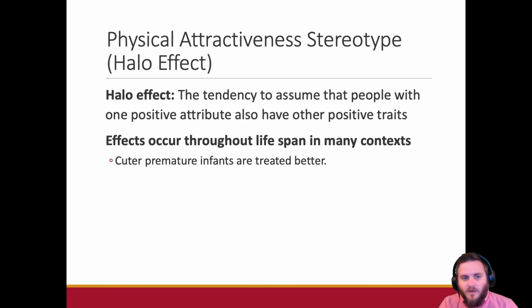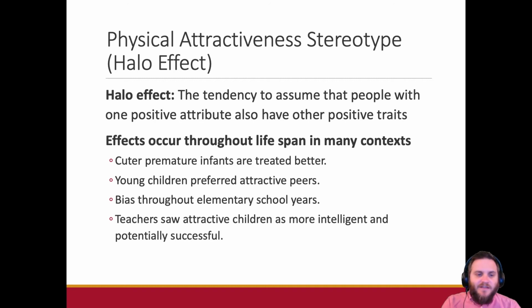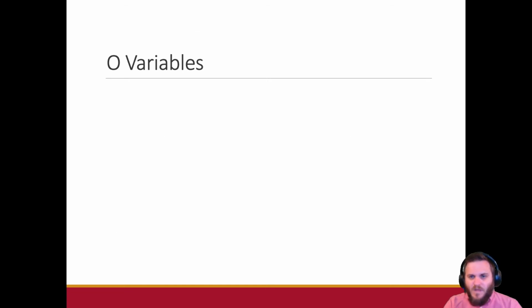So cuter premature infants are treated better than non-cute ones. Young children prefer attractive peers, and this seems to advance all through school years. Teachers see attractive children as more intelligent and potentially successful, and attractive defendants are less likely to be found guilty in jury trials. I mean, it's all over the place. This is not an exhaustive list. I'll tell you what. Okay. So what else?